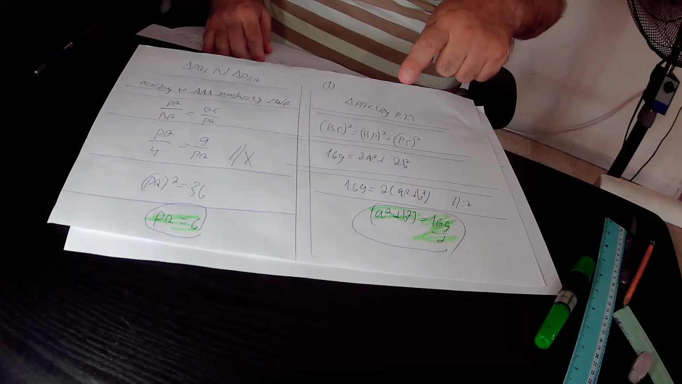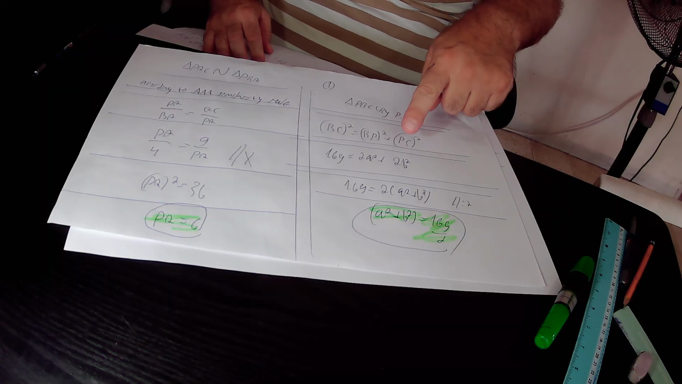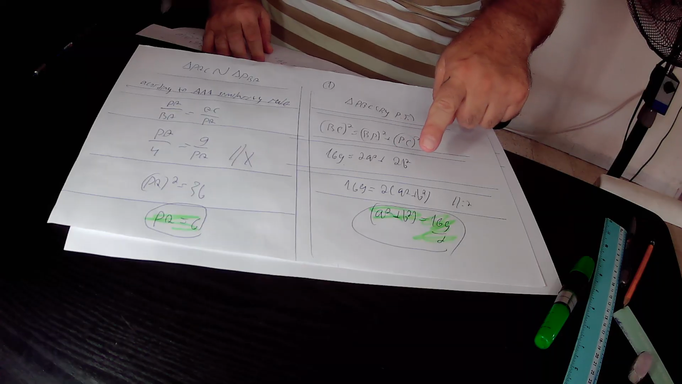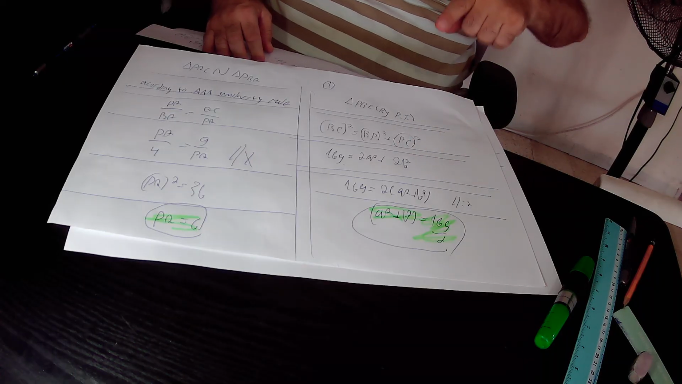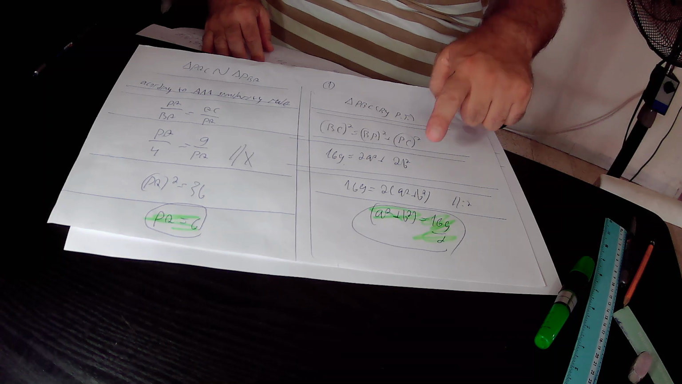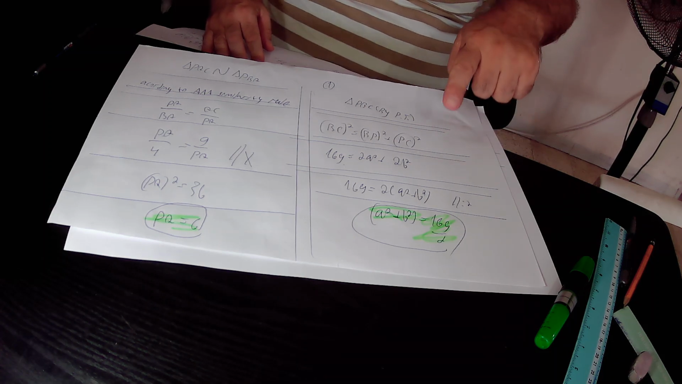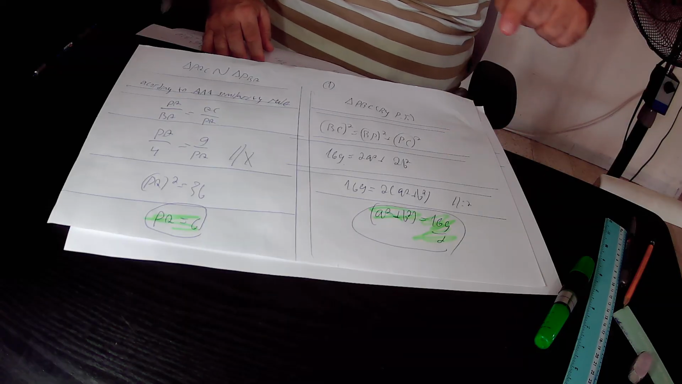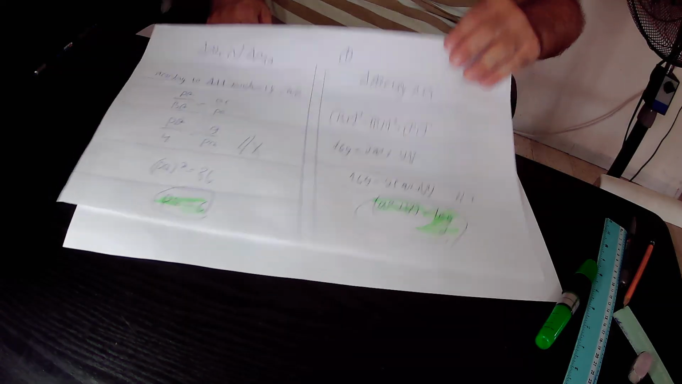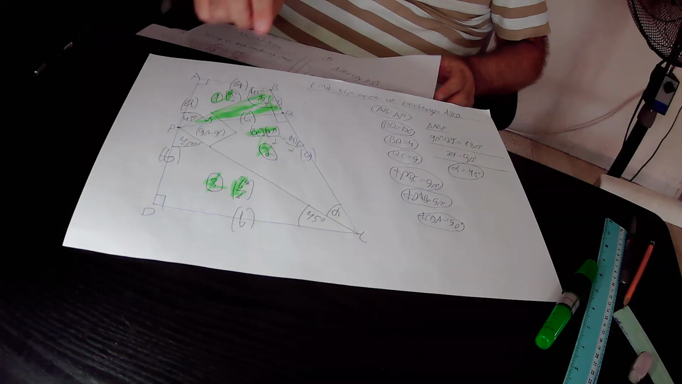So 169 equals, here we took two as a common factor from those two expressions, so inside the brackets we are left with only A squared plus B squared. So in total, we found out that 169 equals 2 times (A squared plus B squared). Here we divided this equation by 2, and we found out that A squared plus B squared equals 169 over 2. Our mission is to find out the area of this trapezoid ABCD.